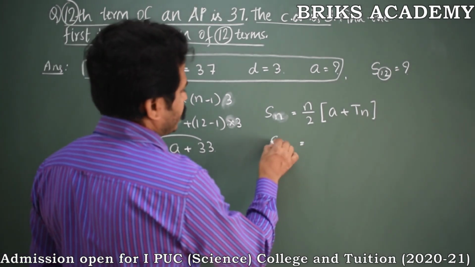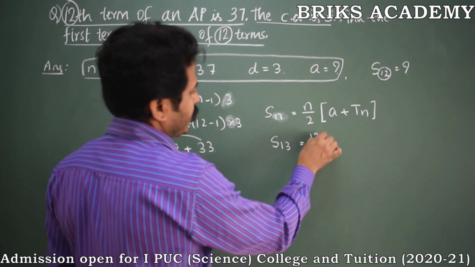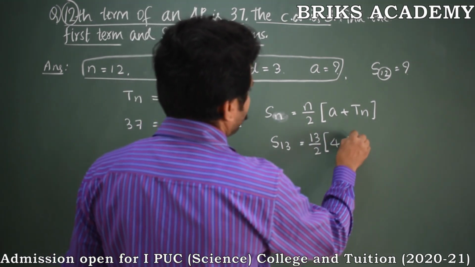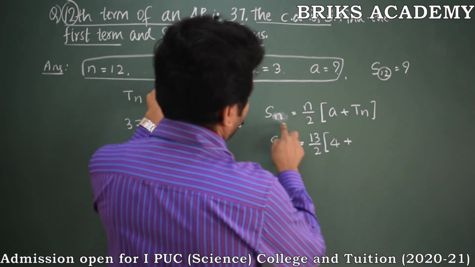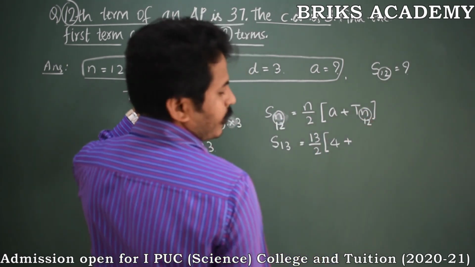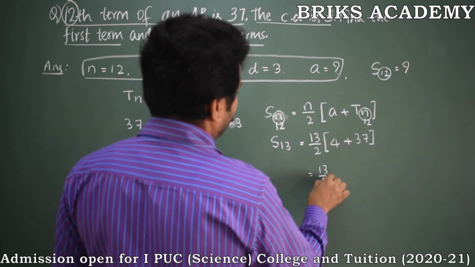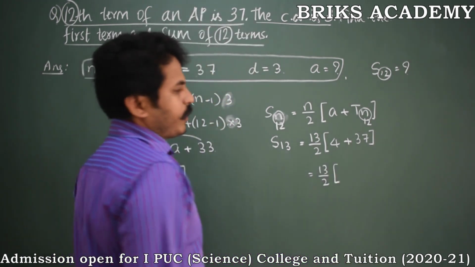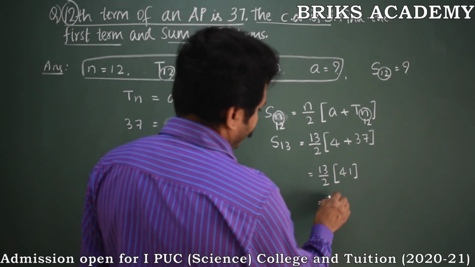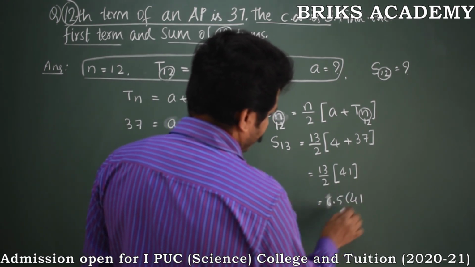So how much do they ask you to find out? 13 terms, the sum of 13 terms. That is 13 by 2 into, A is the first term. What is the first term here? 4 plus the nth term, that is the last term, the 12th term. Here it is N, here also N. If I put 12 here, here also 12. That is the 12th term, it is 37. So that is 13 by 2 into 4 plus 37, how much? It is 41. 13 by 2, that is 7.5. 7.5 into 6.5, 6.5 into 41. How much is it?